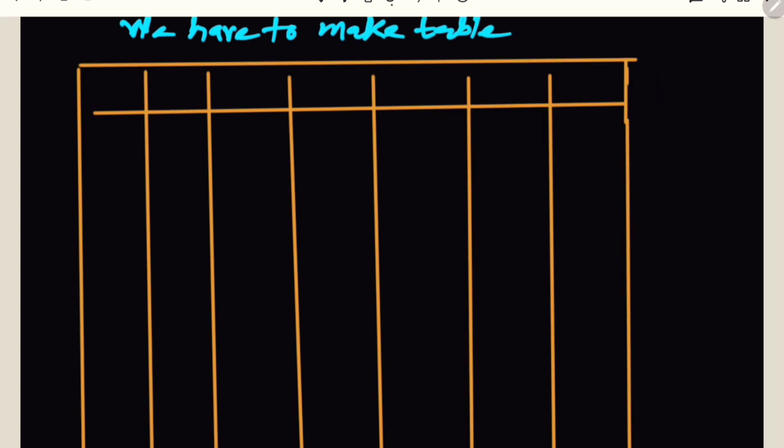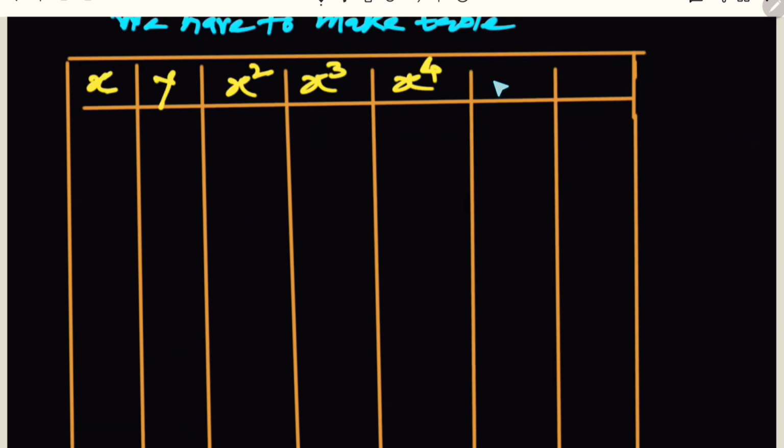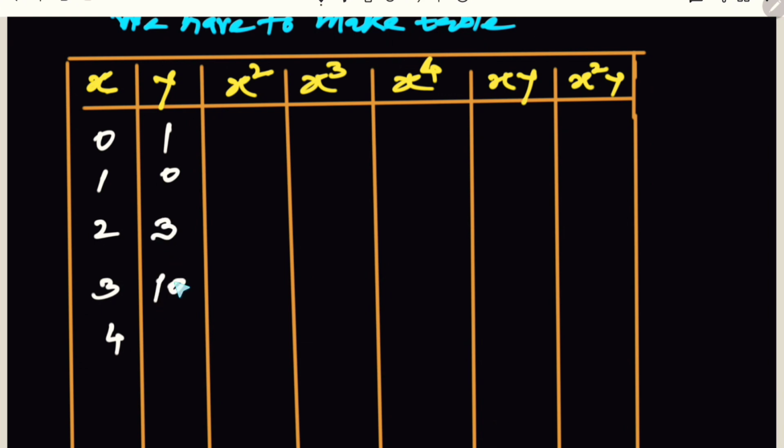Then in the next part we have to make a table using the given points. The table contains the first column for x, second for y, third for x square, next one for x cube, next for x raised to 4, then x into y, and lastly x square into y. Then we put the values for x as 0, 1, 2, 3, 4. Corresponding values are 1, 0, 3, 10 and 21.